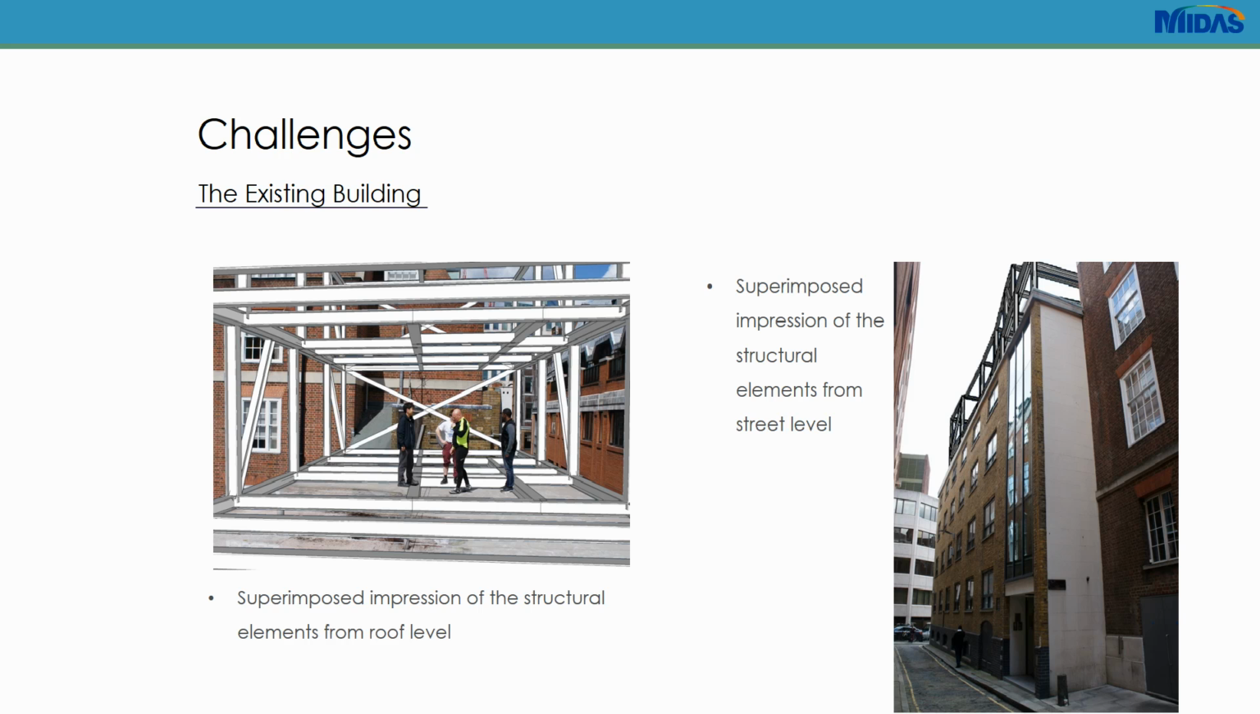The project, you can see other views of the existing building. On the right you can see how the building looks from street level, and also the structural elements after they were put on the building. And on the left you can see a view from the roof level. Again, we can see the structural elements, and this is a proposed render.